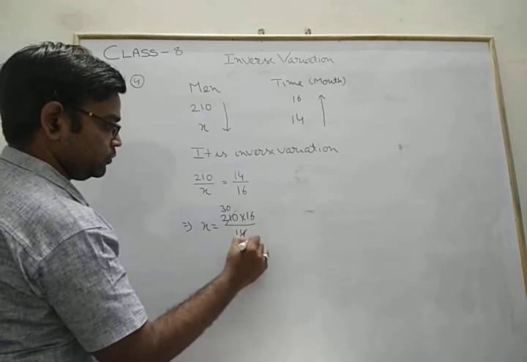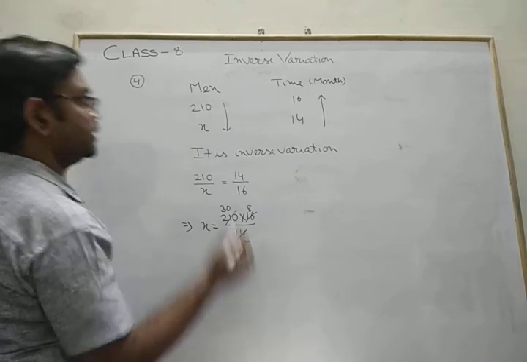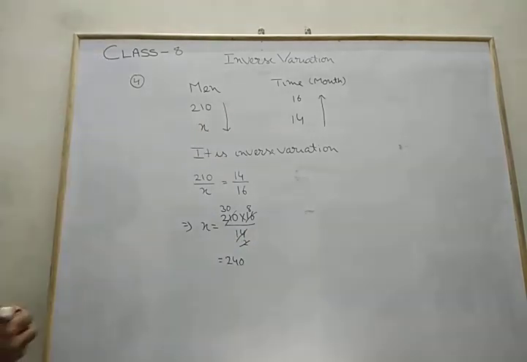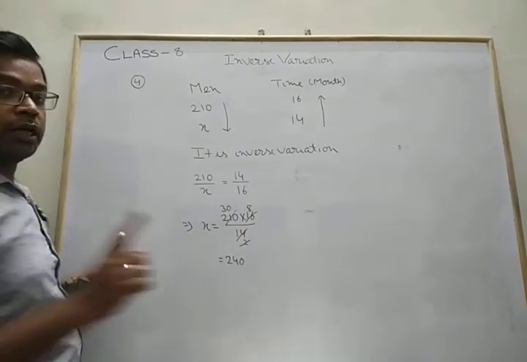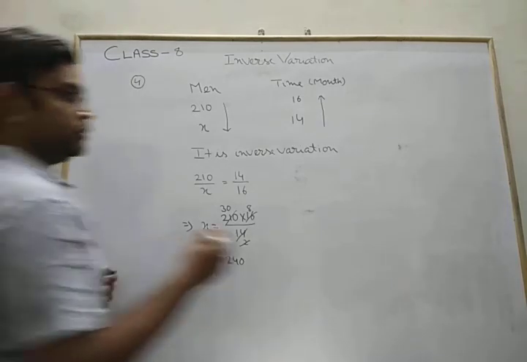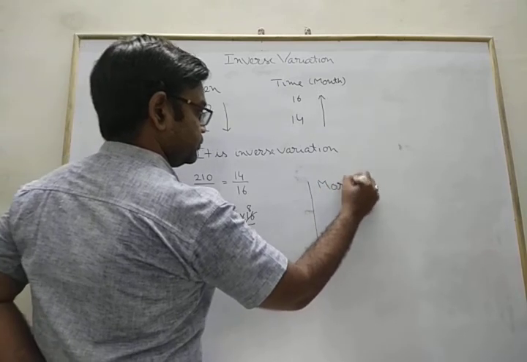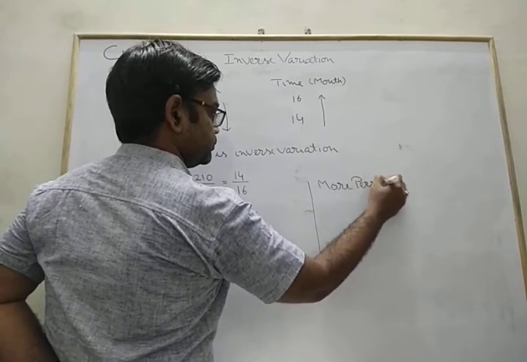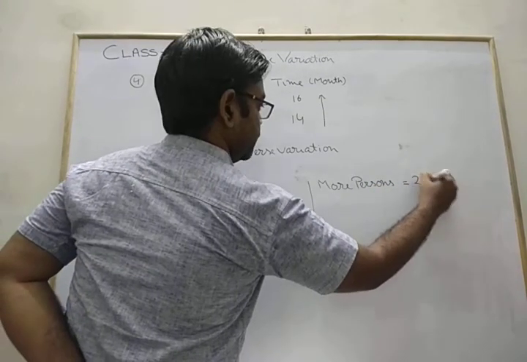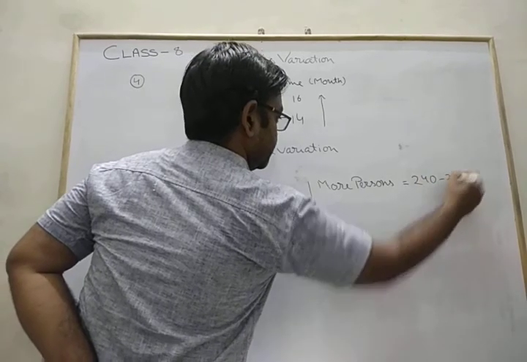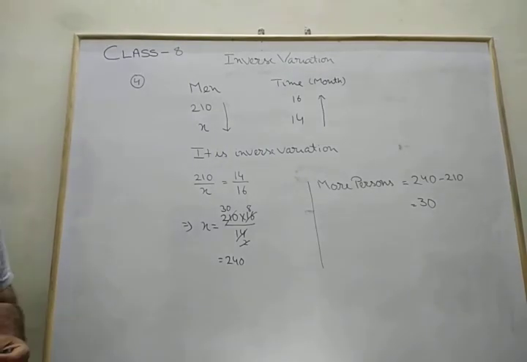So x is 240 persons who can complete the work in 14 months. But the question asks how many more persons, so you must write down 240 minus 210, it's 30. 30 persons are required to complete the given work.